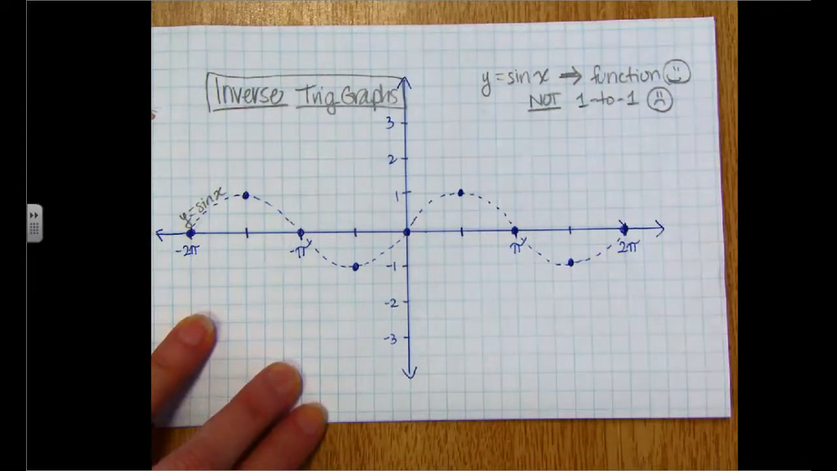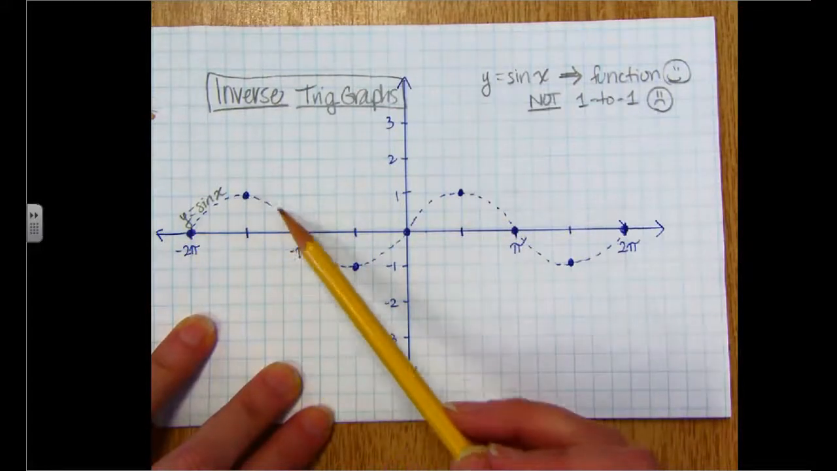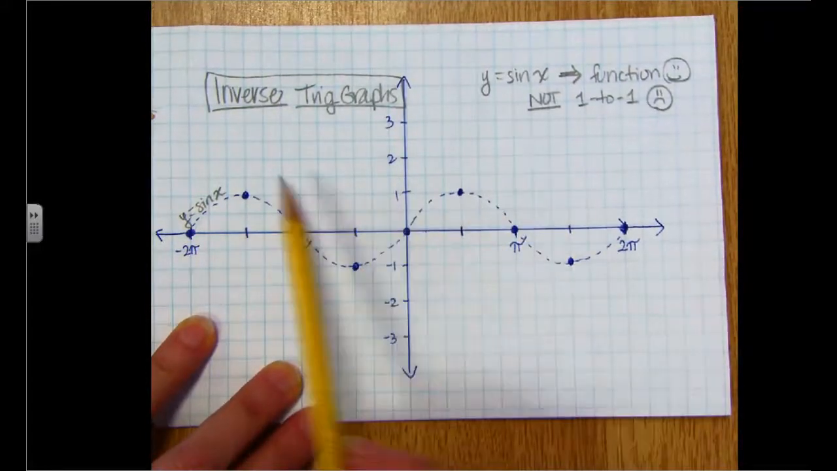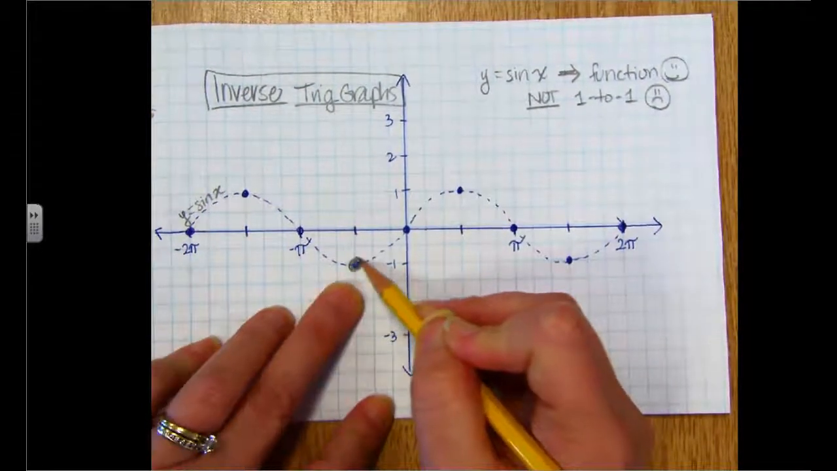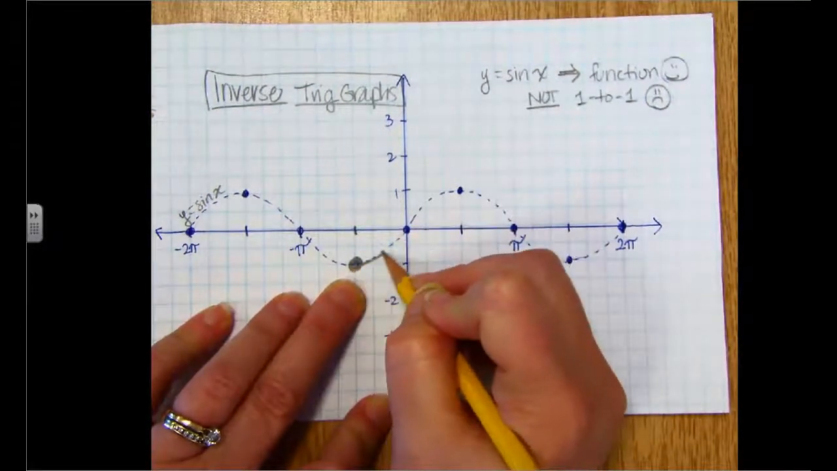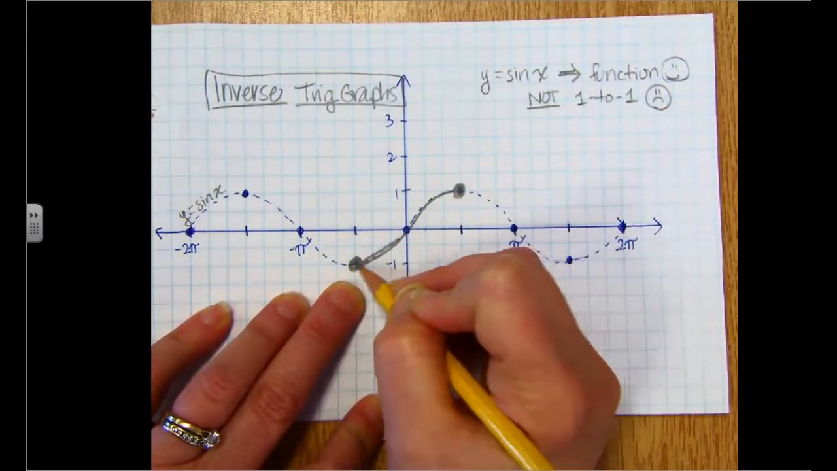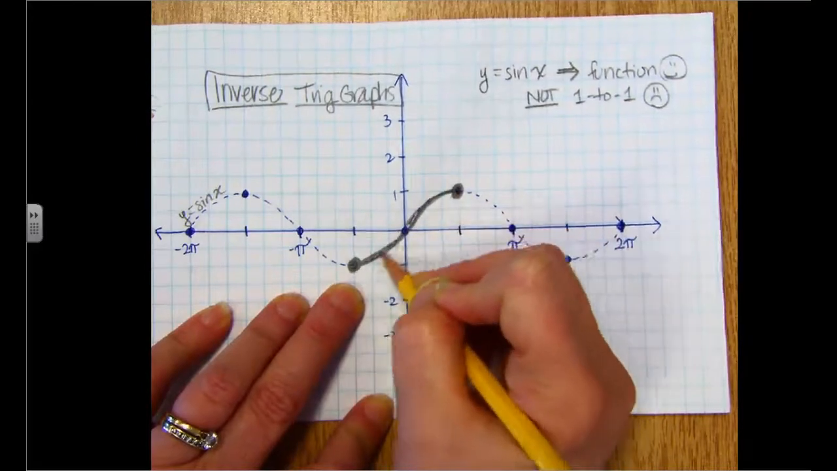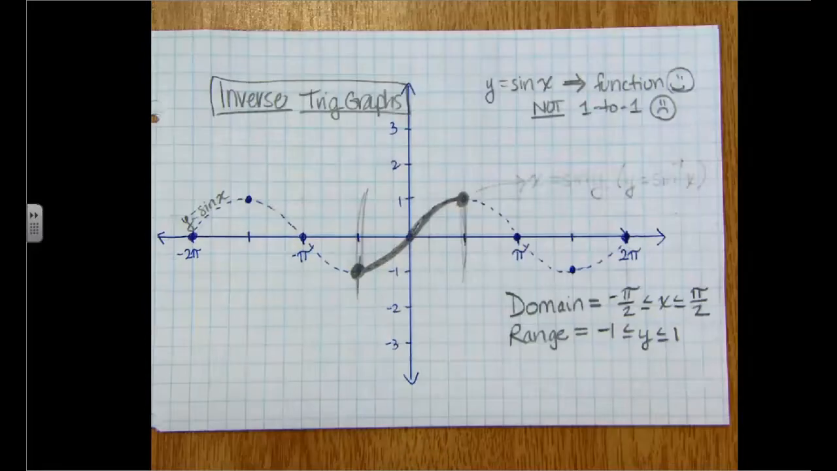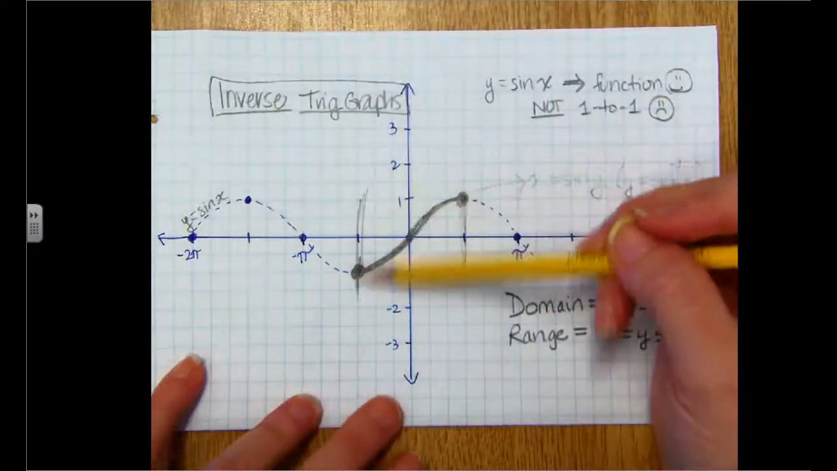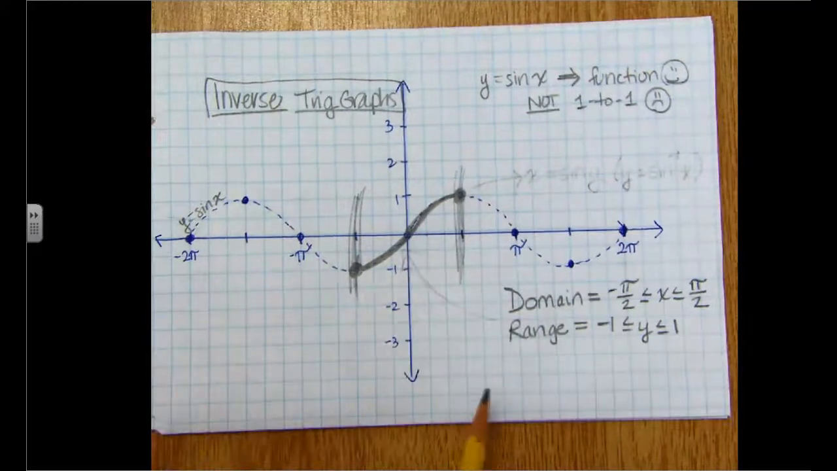make it one-to-one. A mathematician a long time ago decided that with my sine curve, if I only look at the piece from negative pi halves to pi halves, that is the piece of my sine graph that is one-to-one, and that will indeed allow me to find the inverse of my sine. So the domain of that graph is from negative pi halves to pi halves. The range goes from negative 1 to 1.